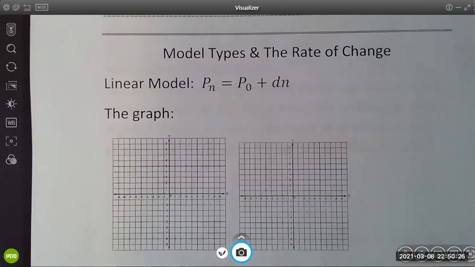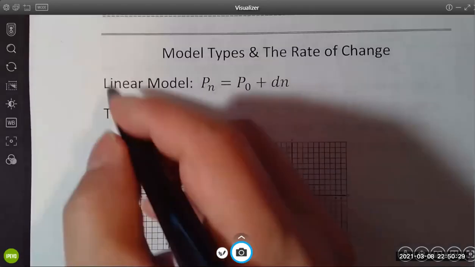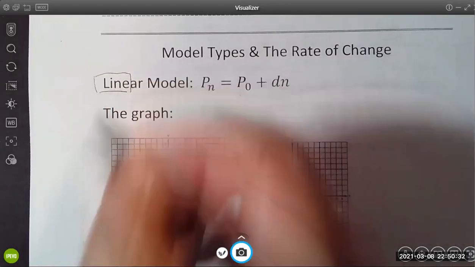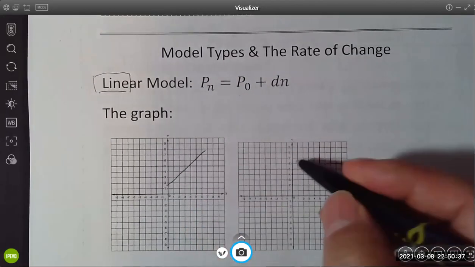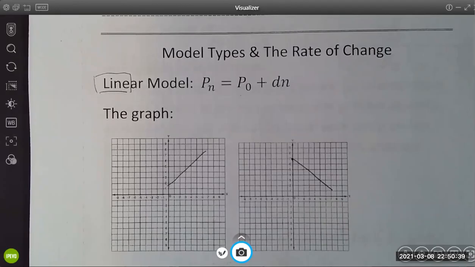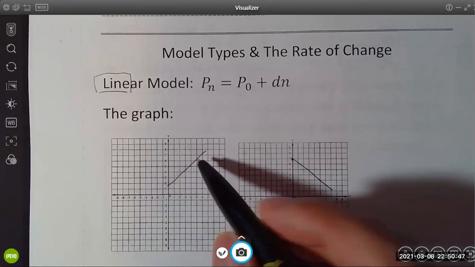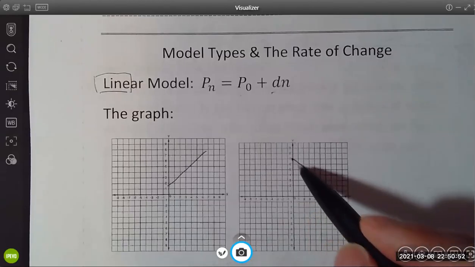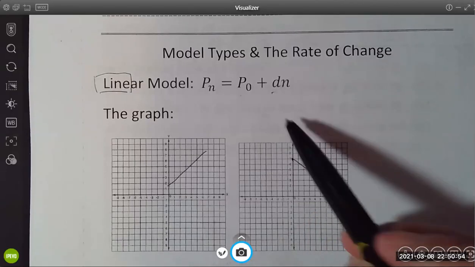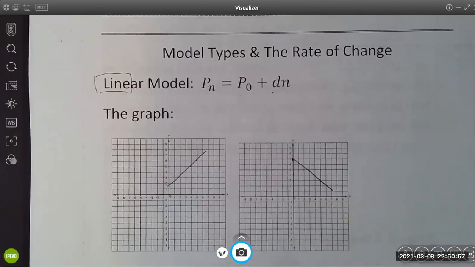So in terms of graph, since it's a linear model, the graph will be a straight line. In other words, if you have a straight line, look like this or look like this, as long as it is a straight line, it is a linear model. If it's a straight line going up from left to right, that means it's growth, and d will be a positive number. If the line goes down from left to right, it means it's declining and d is a negative number. So that's how you identify model types by looking at the graph.